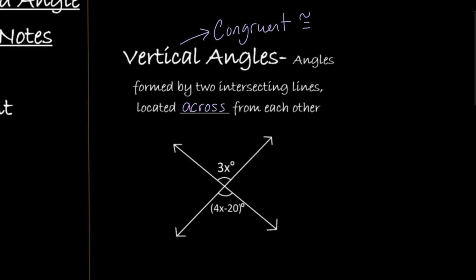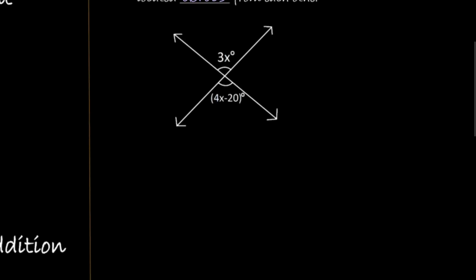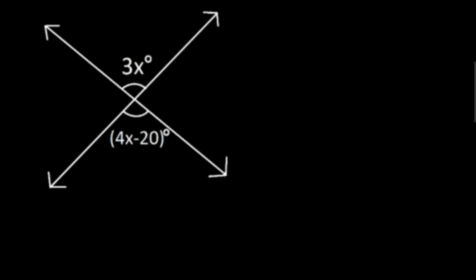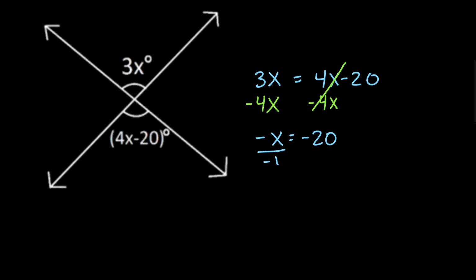So, knowing this, how can I solve for x? Right. We can do what to them? Set them equal. Yeah. 3x equals 4x minus 20. Vertical angles are congruent. I can set them equal. Now what do I do? 3 minus 4 is? And then? So x is 20.